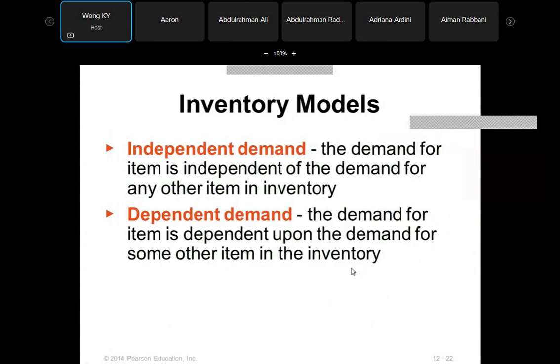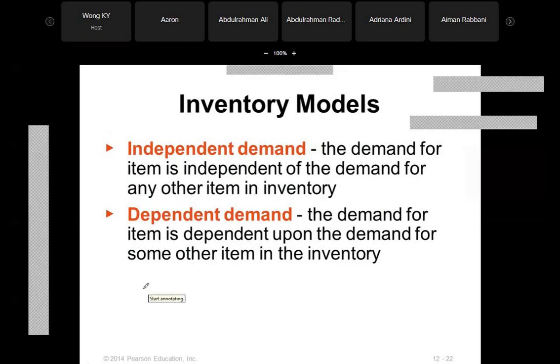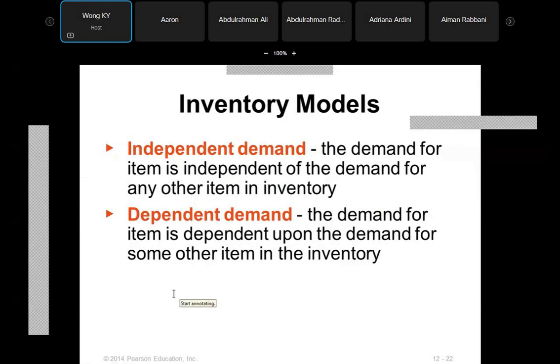Okay, next concept that you have to understand is this: independent demand inventory items and dependent demand inventory items. Okay, what is independent demand? Independent demand means the demand for an item is independent of the demand for any other items in the inventory.